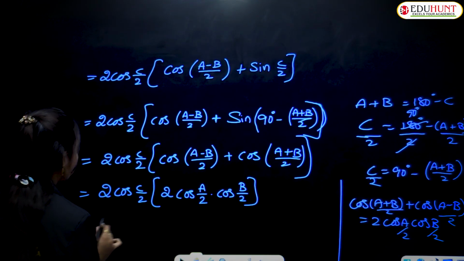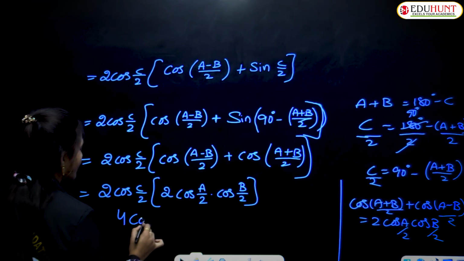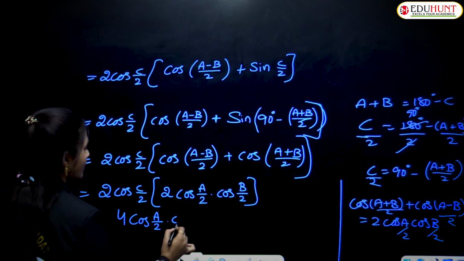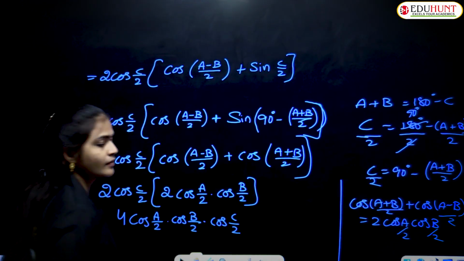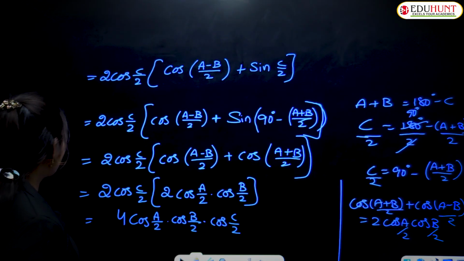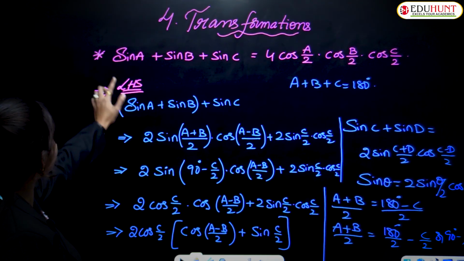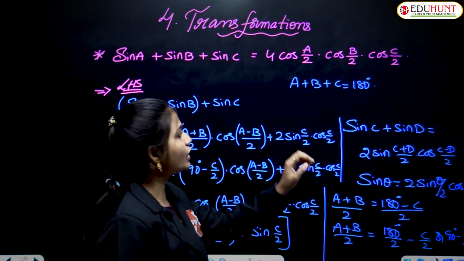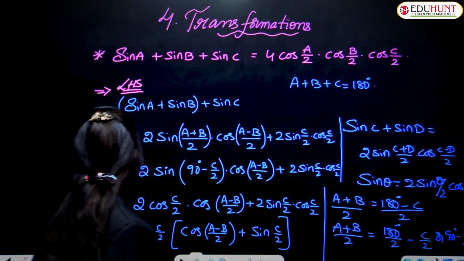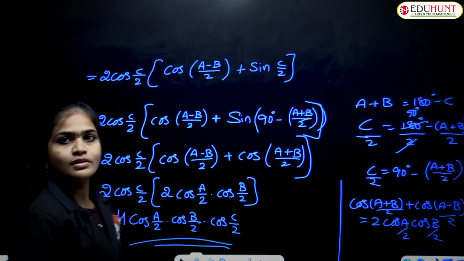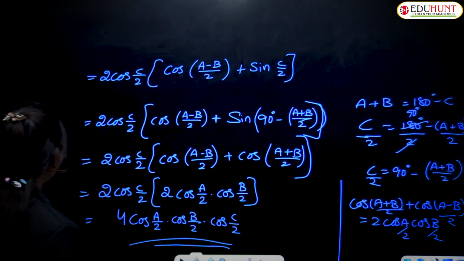Okay, now after multiplication, 2 into 2 is 4 cos A by 2 cos B by 2 cos C by 2. Am I clear, children? Yes. So this is the proof. So sin A plus sin B plus sin C is equal to 4 cos A by 2 cos B by 2 cos C by 2. Okay, that's what we got here. So this is the 9th conditional identity. So let us see the 10th conditional identity.